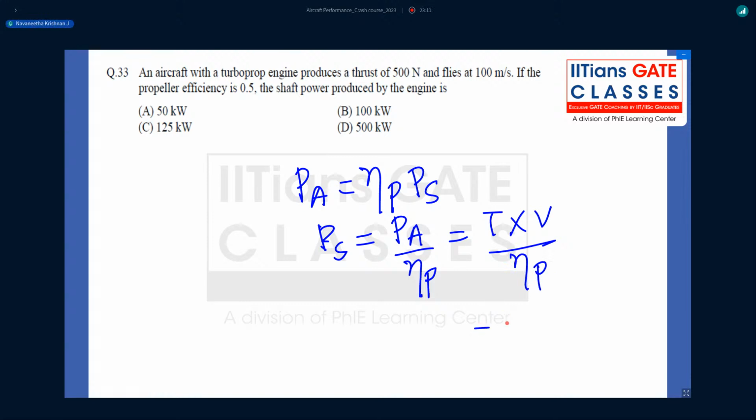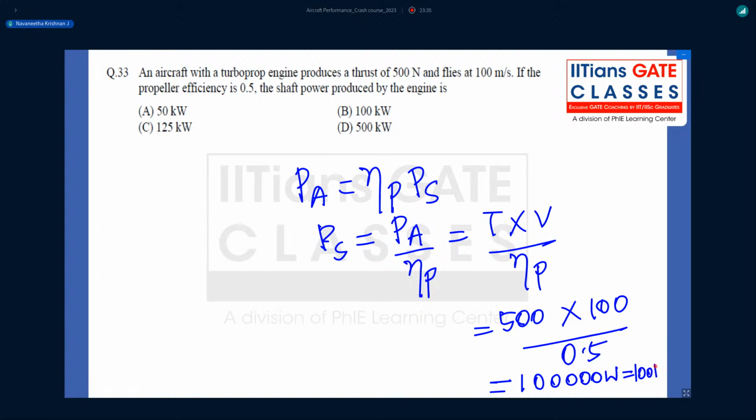What is the thrust? 500 Newton. What is the velocity? 100 meter per second. What is the efficiency of the propeller? 0.5, it is given. So it will become 1 lakh watts, which is nothing but 100 kilowatts. So option B is the correct answer. Any doubt?